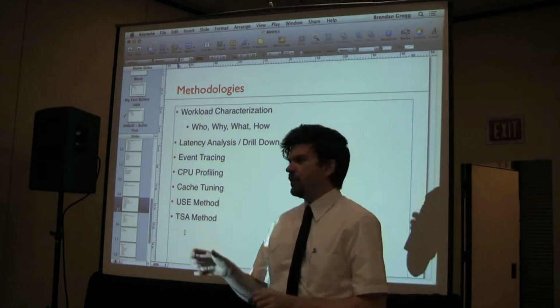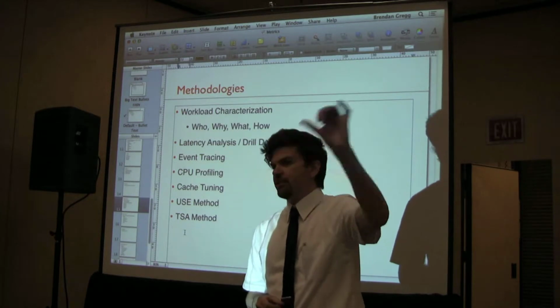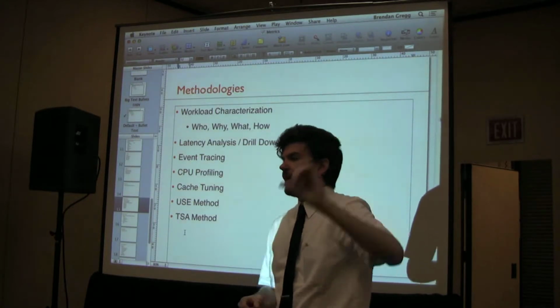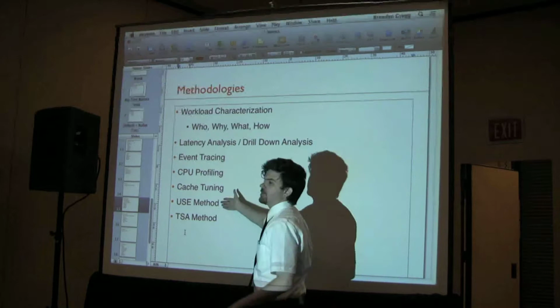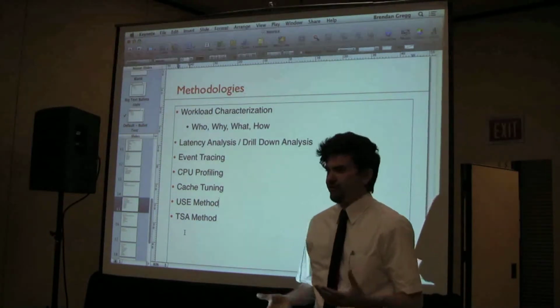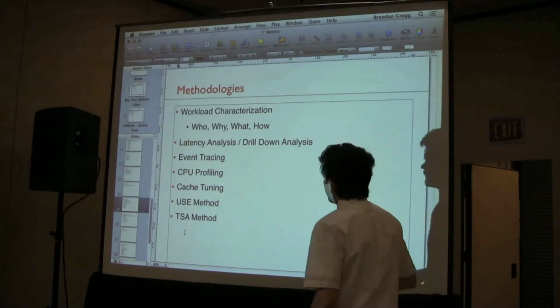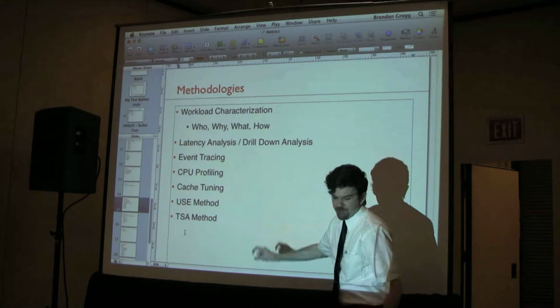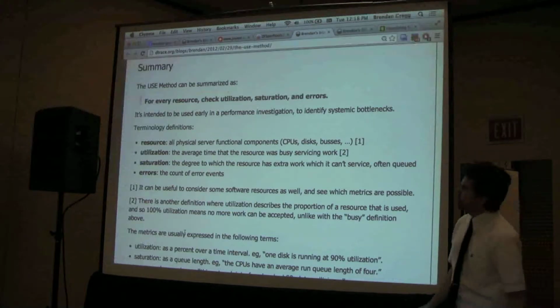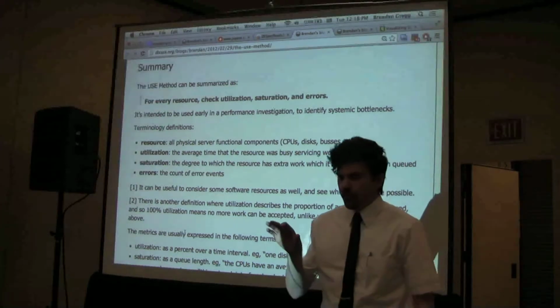But each of these methodologies poses questions, and those questions can be answered by metrics. And there's no one methodology that solves all issues. Think of it as like a toolbox of methodologies, where each of these methodologies solves a different set. The USE method is aimed at system bottlenecks and errors for resources.